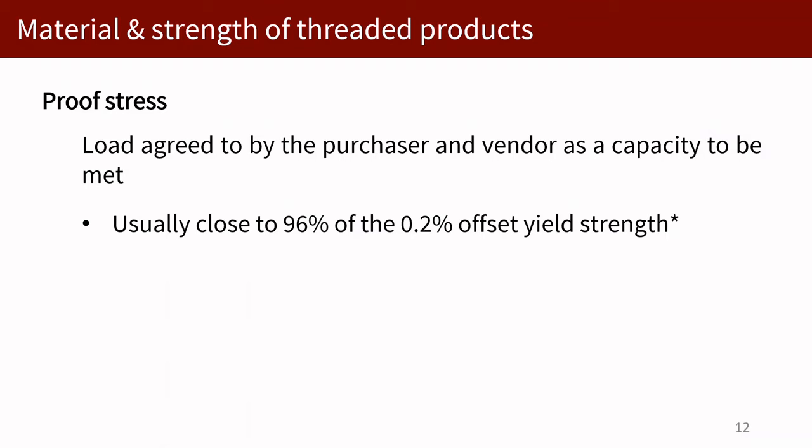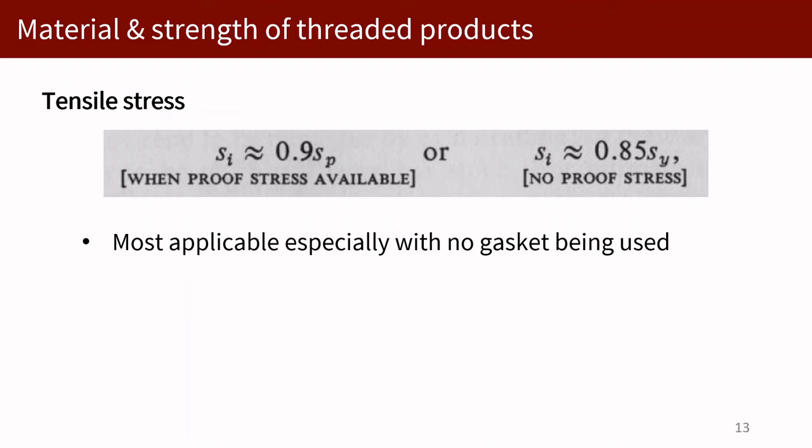Now, let's make it clearer using these equations for getting the proof stress. For the tensile stress, the tensile or initial stress in the tightening operation is approximately equal to Sp, or the proof stress. So this is typically used if the proof stress is available.